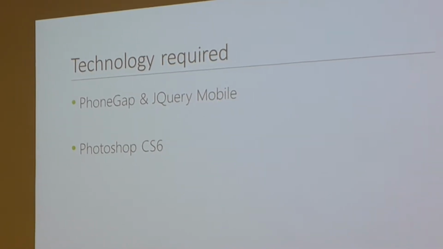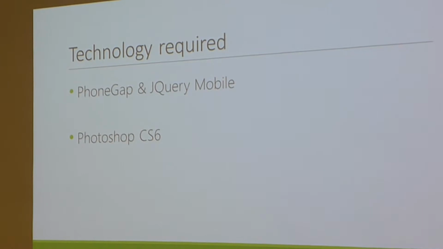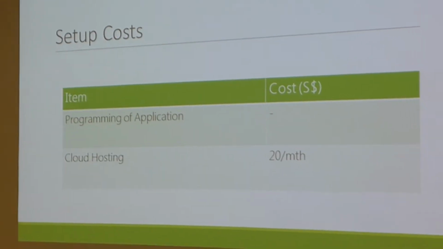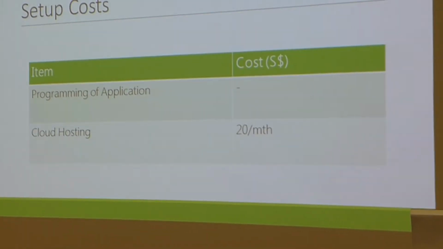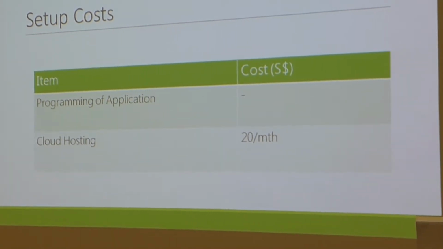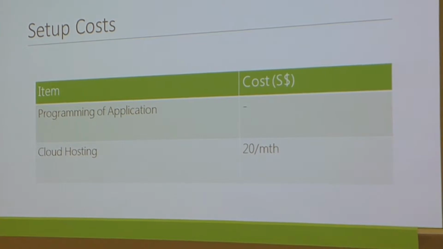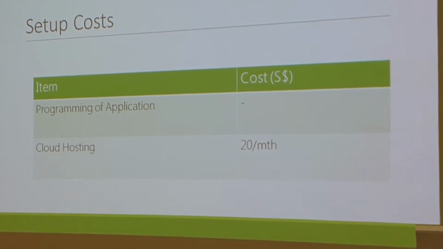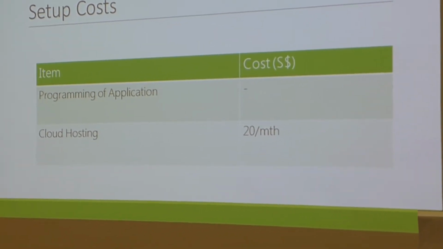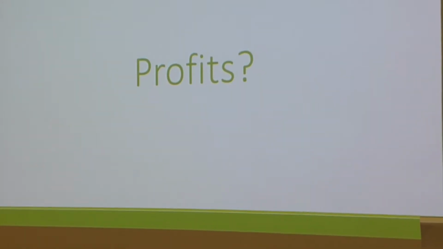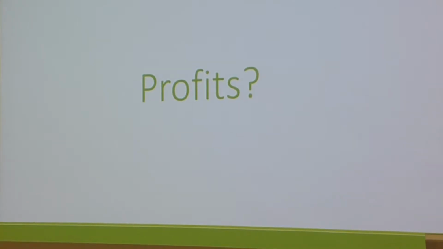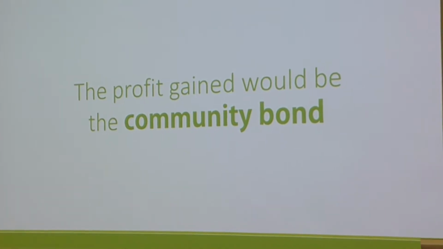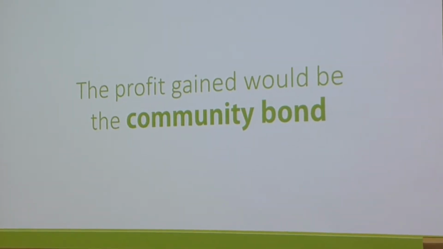Technology required will be PhoneGap and jQuery Mobile so that we can use this for both platforms, and also Photoshop CS6 for designing the interface. As for the setup cost, as you can see, the programming of the application, we put it as a dash because due to limited resources, and I think this application is simple to code, it can be programmed by students as a form of project. On top of that, an additional $20 for the cloud hosting service. Having said there's cost incurred, there must be a profit made somewhere, right? Our group thinks not necessarily, but the profit really gained here is the community bond formed between these interest groups.